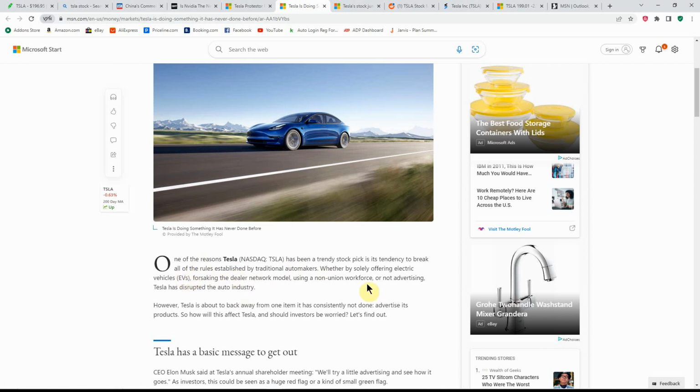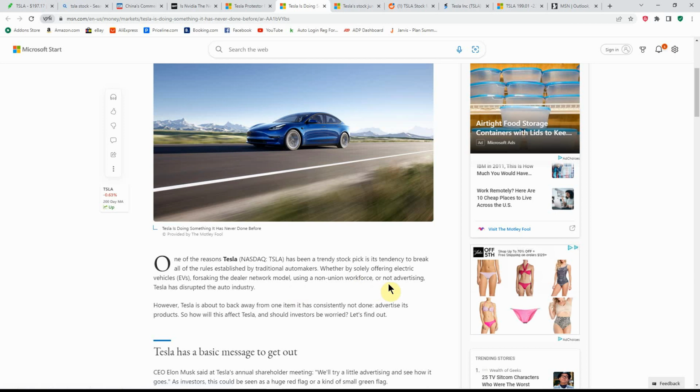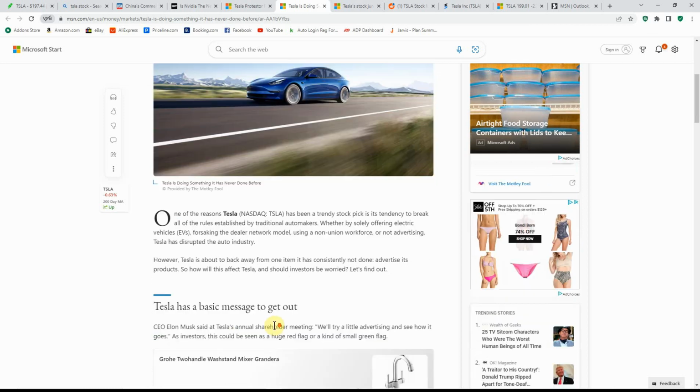So one of the reasons Tesla has been a trendy stock pick is its tendency to break all the rules established by traditional automakers, whether by solely offering electric vehicles, EVs, forsaking the dealer network model, using a non-union workforce, or not advertising. Tesla has disrupted the auto industry. However, Tesla is about to back away from one item it has consistently not done: advertise its products. So how will this affect Tesla, and should investors be worried?